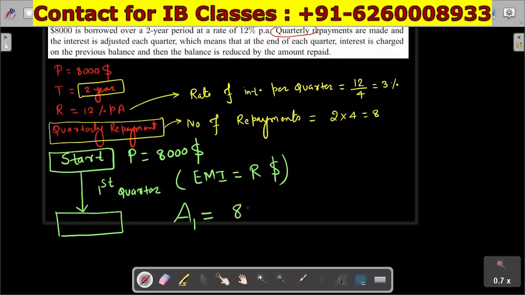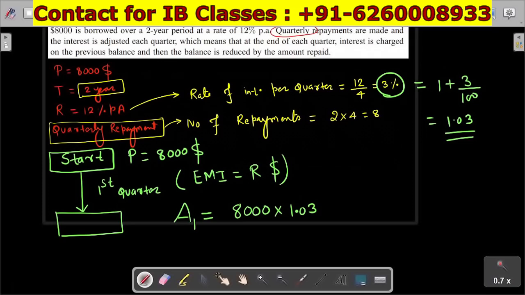See, the total amount before payment will be 8,000 into 1.03 because the rate of interest is 3%. When you convert it into decimal, you can write 1 plus 3 upon 100. So this will be 1.03. If you multiply by this number, you will get directly the total loan amount. So after the first quarter, my total loan was this, right? But I have paid something also. So it should be subtracted from here.